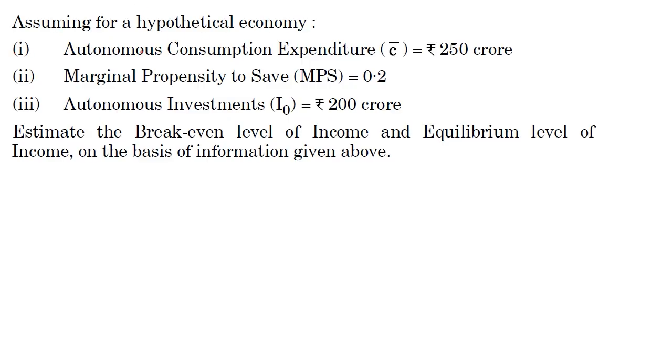Assuming for a hypothetical economy, autonomous consumption expenditure, or C bar, is 250 crores, marginal propensity to save is 0.2, autonomous investment, or I0, is 200 crores. Estimate the break-even level of income and equilibrium level of income on the basis of the information given above.